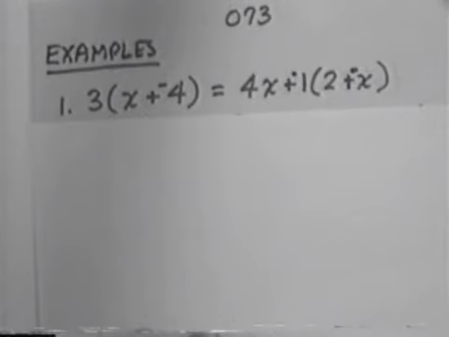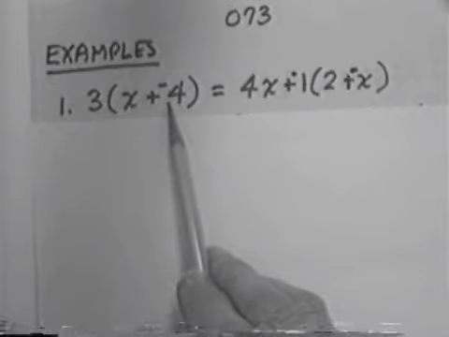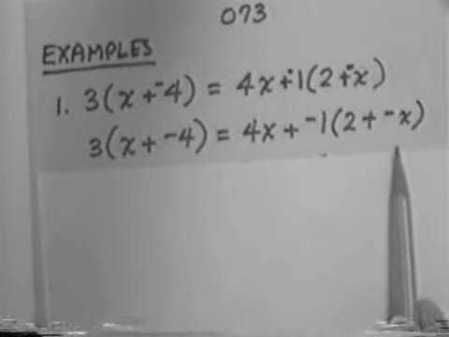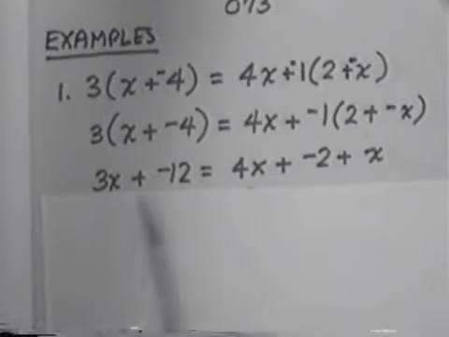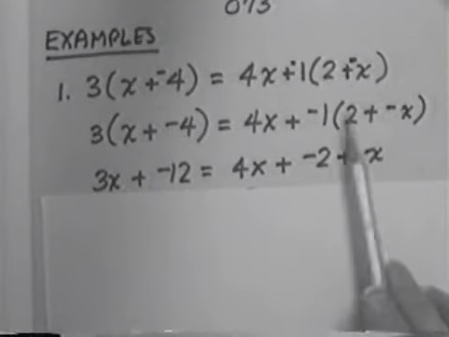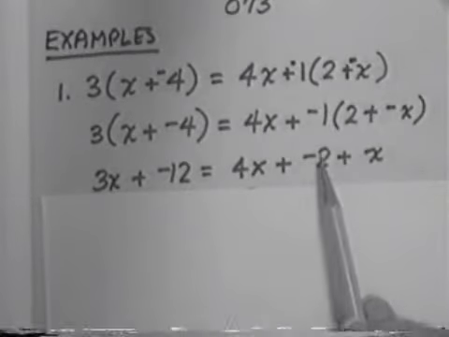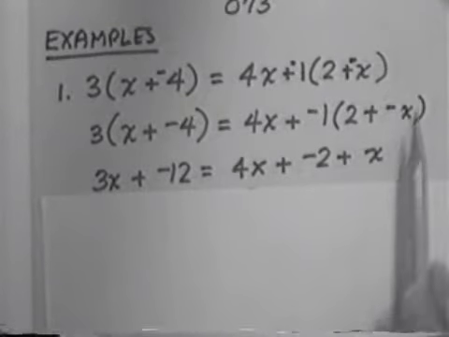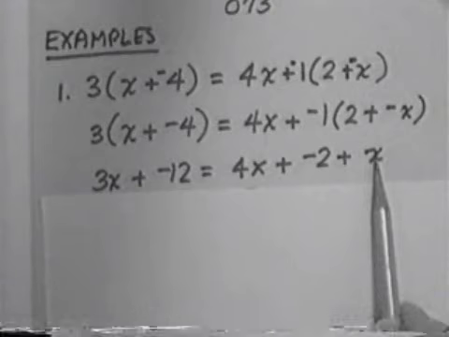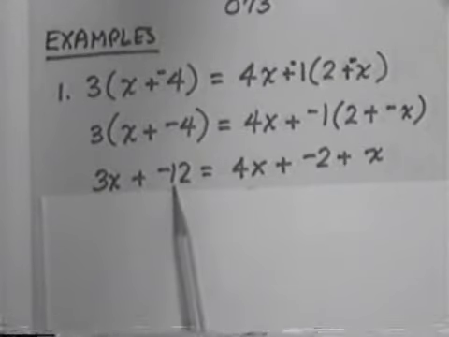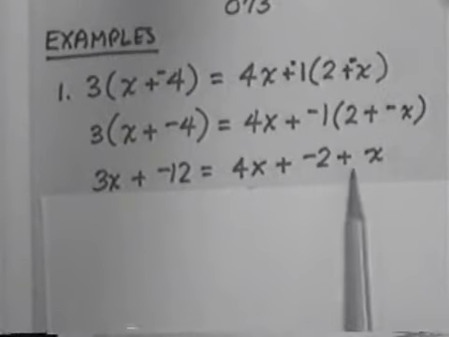Now the distributive property allows us to multiply 3 times x plus -4 to get 3x plus -12. Let's skip to this line. 3x plus -12 equals 4x plus -1 times 2 is -2 plus -1 times the opposite of x is x. So 3x plus -12 equals 4x plus -2 plus x.